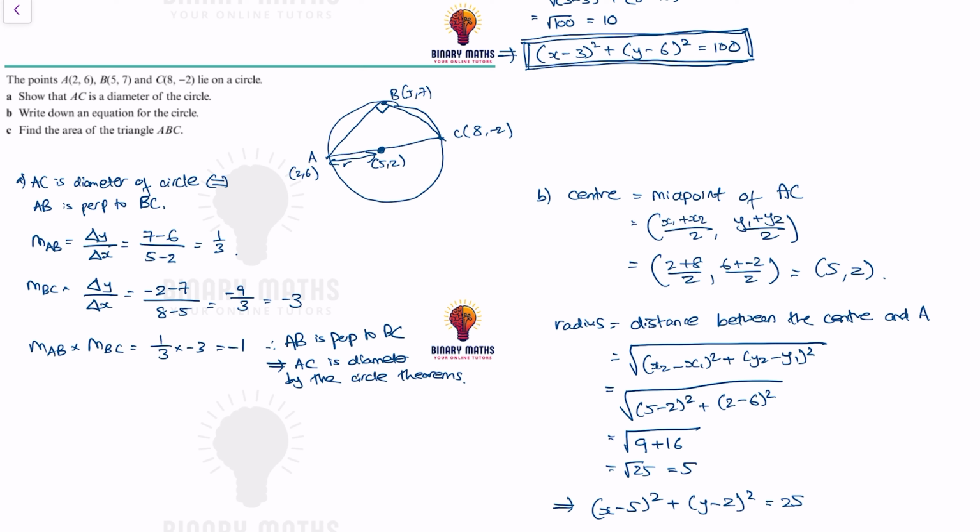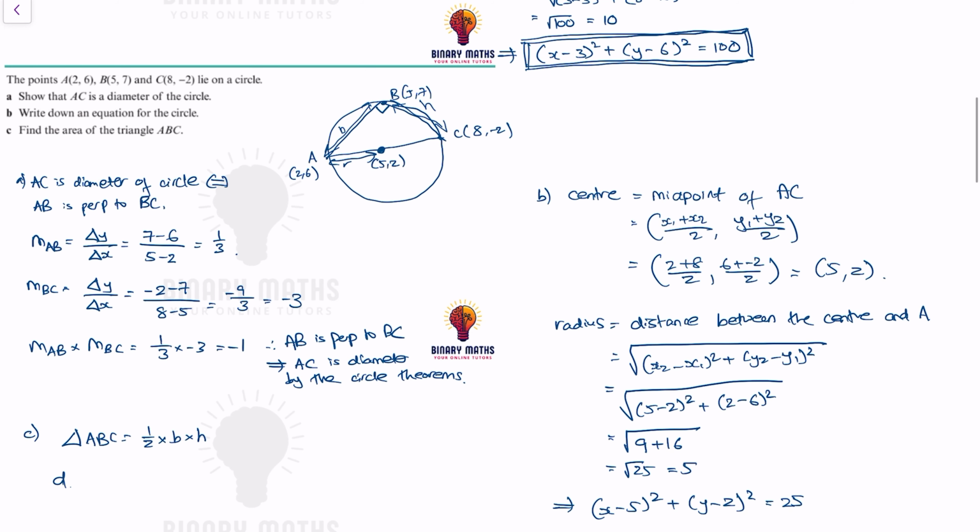Okay, part C, find the area of the triangle ABC. Now it's a right angle triangle, so the area of ABC is equal to half times base times height, where the base and height are this base and height, okay? So first of all I need to work out the distance between A and B.